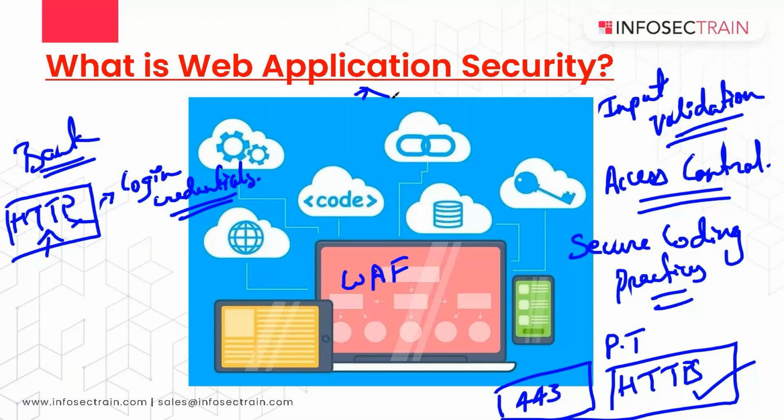So web application security is an ongoing process, which requires continuous monitoring, assessment, and improvement, because new threats and new vulnerabilities are emerging. So organizations need to adapt their security practices to stay one step ahead, or some more steps ahead, of an attacker.